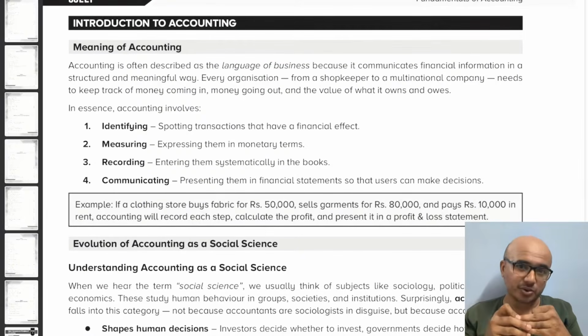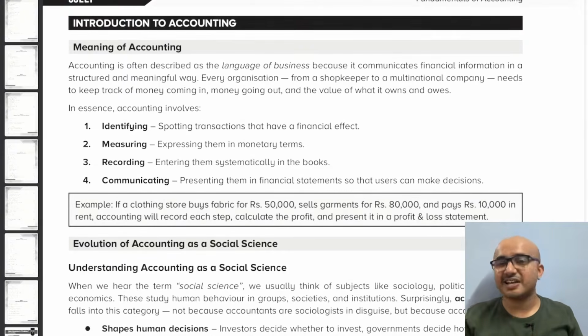Then we finally come to the recording part. So where do we record? Of course, we record in primary books of entry, which is nothing but journal entry. Then the rest of the steps happen. We'll come to that later. That is the ledger posting, trial balance, P&L, and so on. So then the essence of accounting, let's complete this. First we looked at identification, measuring, recording, and lastly communicating.